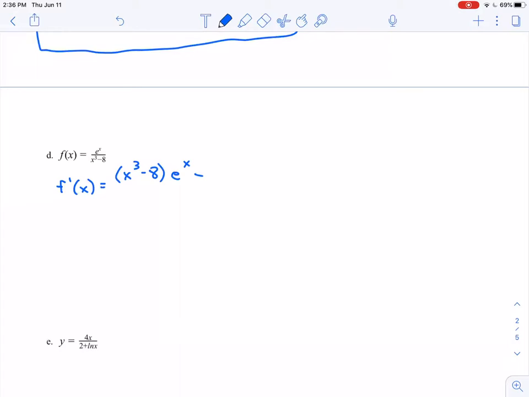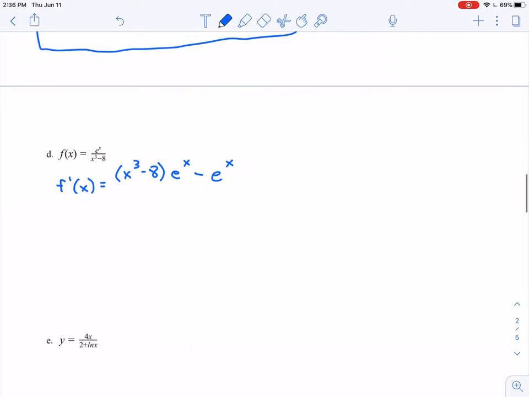Minus high, that's e to the x. D low, derivative of my denominator, that will be 3x squared. Square the bottom, x cubed minus 8 quantity squared, and away we go.